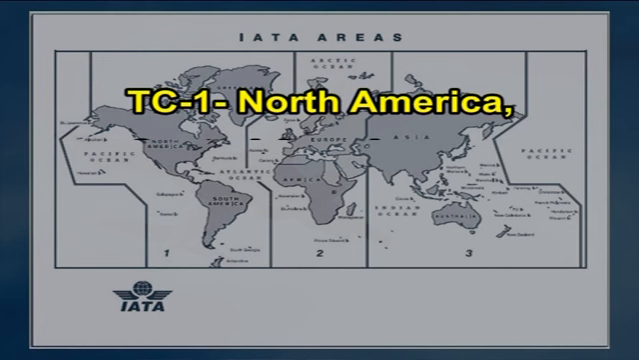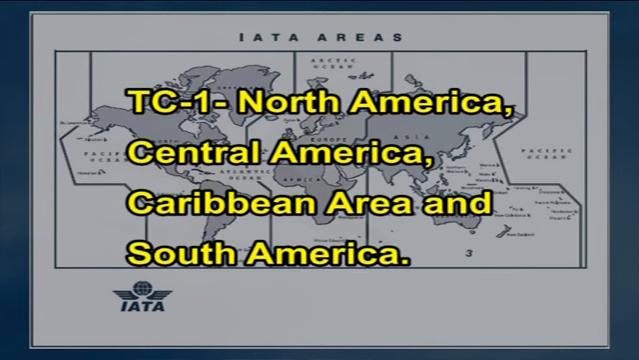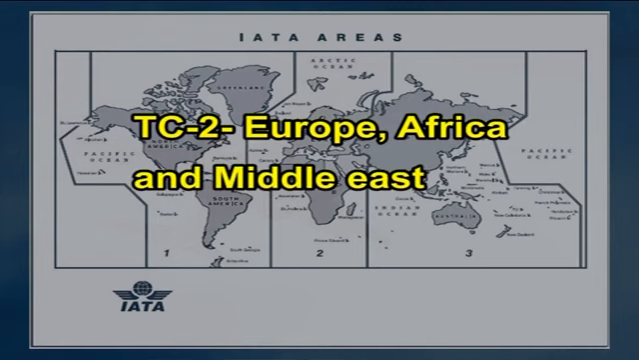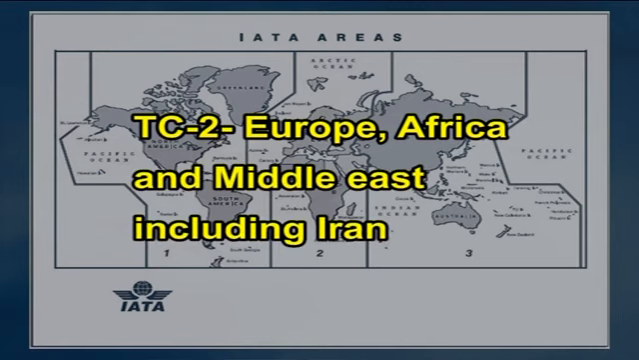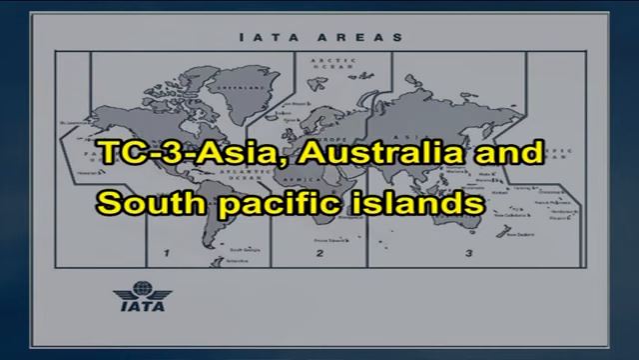IATA areas of the world. IATA has divided the whole world into 3 areas or traffic conferences for the purpose of establishing fares and traffic related rules. The traffic conferences or areas are TC1, that includes North America, Central America, Caribbean area and South America. Europe, Africa and Middle East including Iran come under TC2. TC3 includes Asia, Australia and South Pacific Islands.